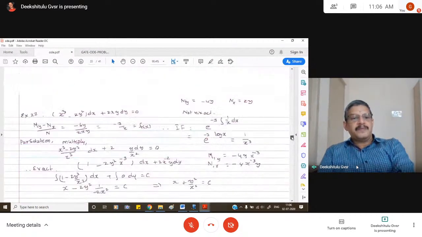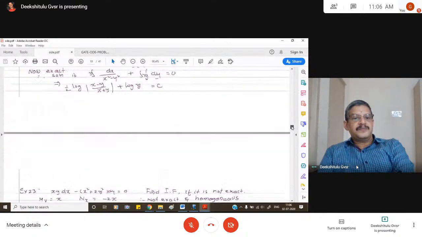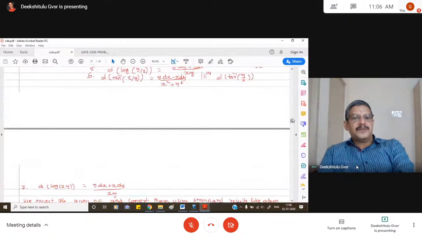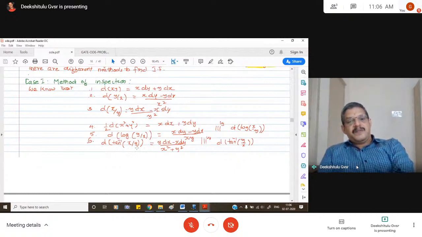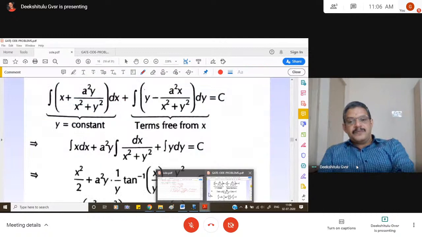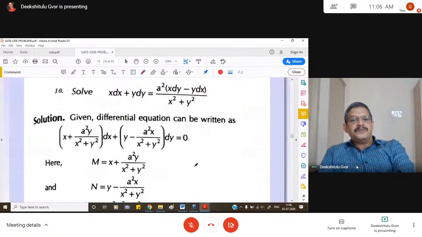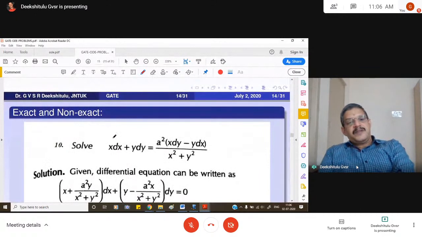What are the formulae we have? What is tan inverse x by y? The derivative of tan inverse y by x, or tan inverse x by y, is y dx minus x dy by x square plus y square. So if you see this now, x dx plus y dy, if you multiply with 2 and divide with 2, is 1 by 2 into 2x dx plus 2y dy, which is 1 by 2 d of x square plus y square. This is tan inverse x by y.